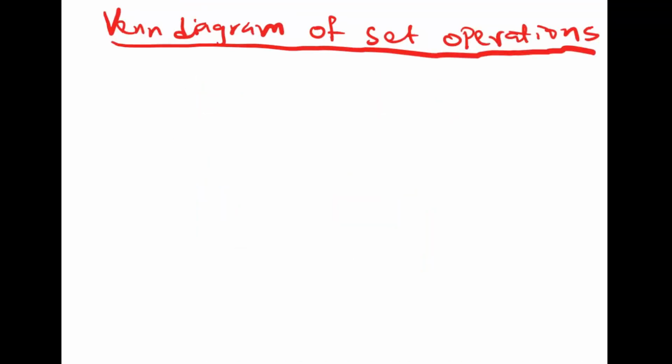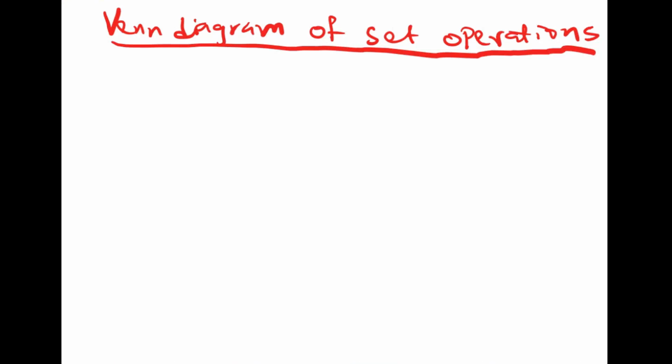Venn diagram of set operations. In our previous video, we've explained that there are 4 major set operations: union, intersection, complement, and differences of sets. In this video, we will explain how they can be applied in Venn diagrams. So in case this is the first time of seeing our video, please see our previous video on set theory for proper understanding of set operations.